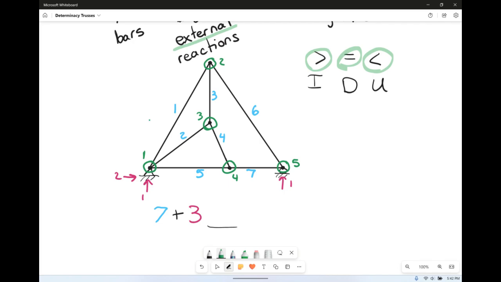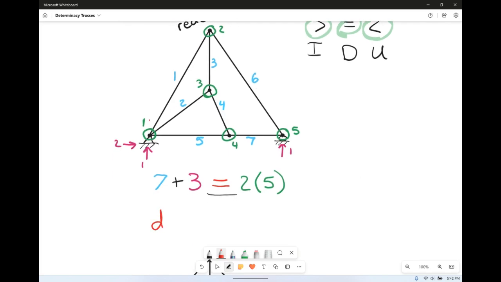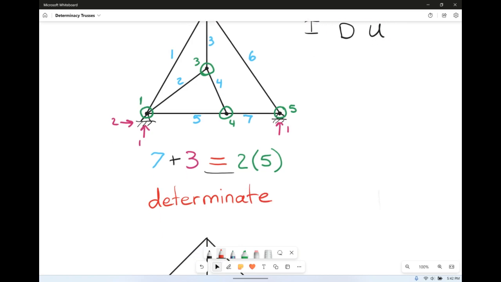So we're looking for 2 times the number of joints. There were 5 joints. So 7 plus 3 is equal to 10, and 2 times 5 is also equal to 10. So this is equals. So this is a determinate truss. Wonderful. Let's look at another one.